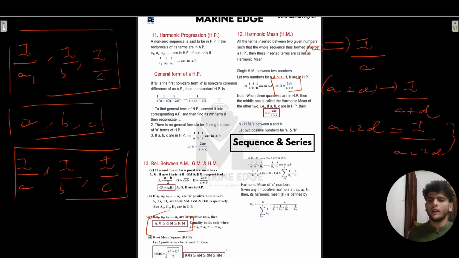Okay, when three quantities are in HP, then the middle one is called the harmonic mean of the other two. If a, b, c are in HP, then b is equal to 2ac upon a plus c. Okay, so this was about sequences and series.